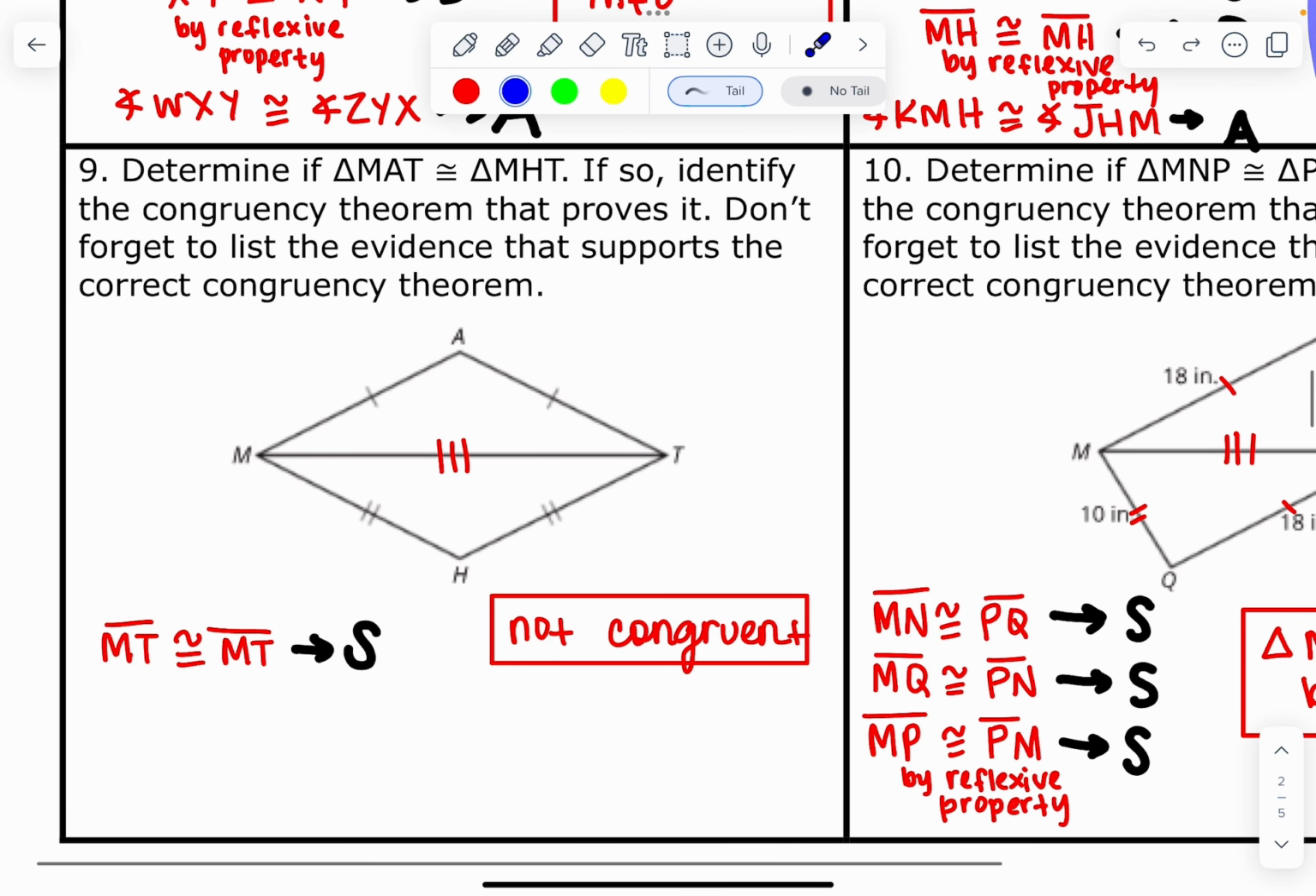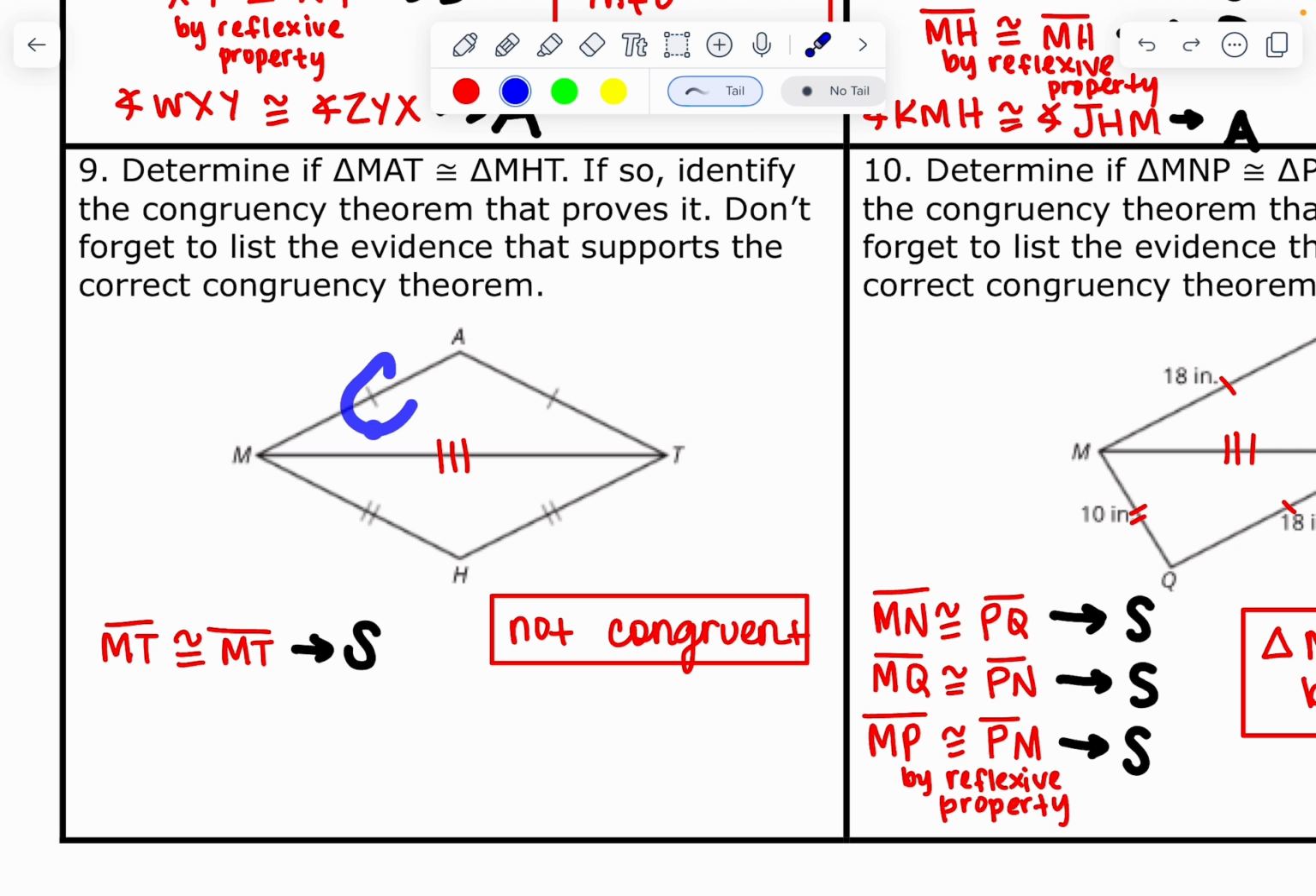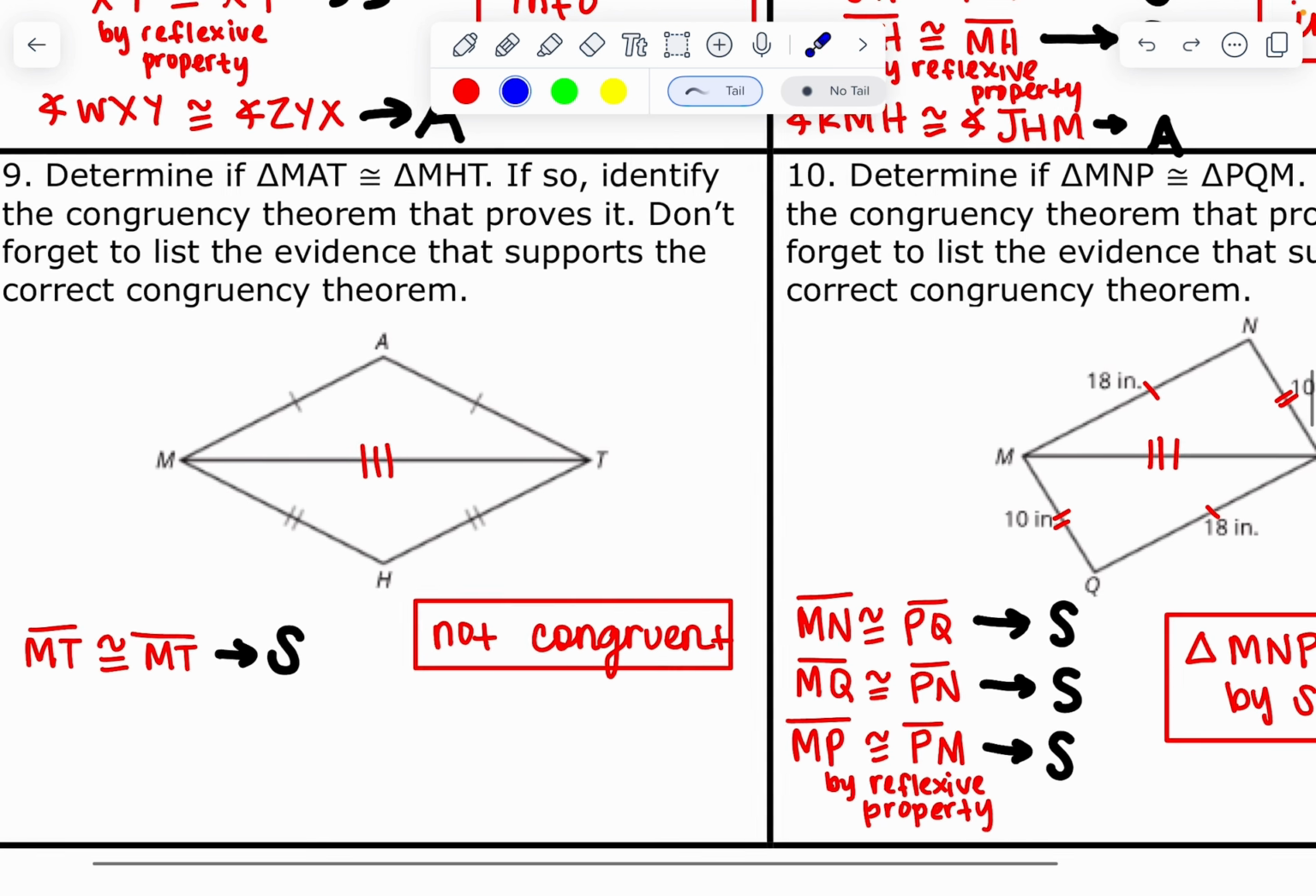All right, determine if triangle MAT is congruent to MHT. If so, and so on. All right, go. This one's pretty obvious, I would hope. MA should have been congruent to MH, but it's not. Instead, it's congruent to its sister side. The side is on the same triangle. That doesn't help us prove that these two triangles are congruent. And in fact, they're not congruent because these sides are different and these sides are different. So it's not congruent at all. We have enough information to determine that.